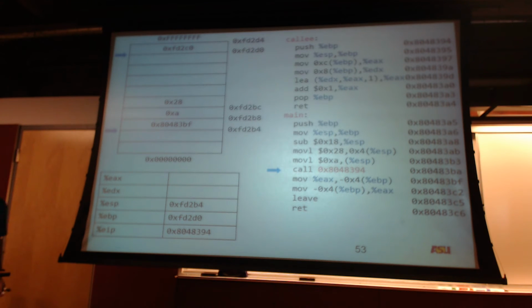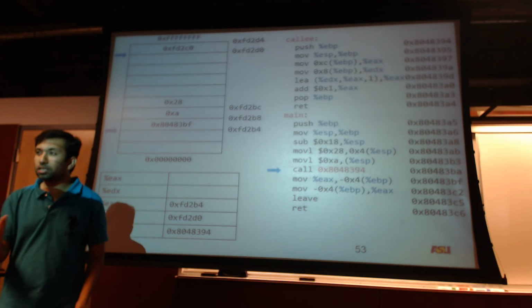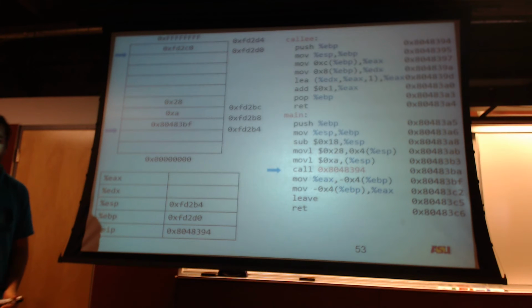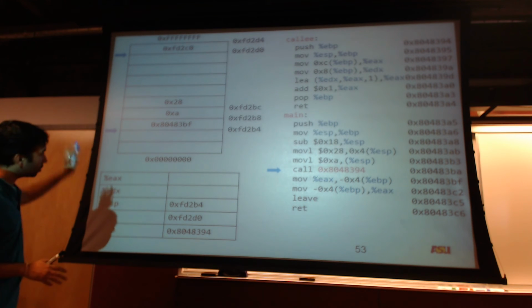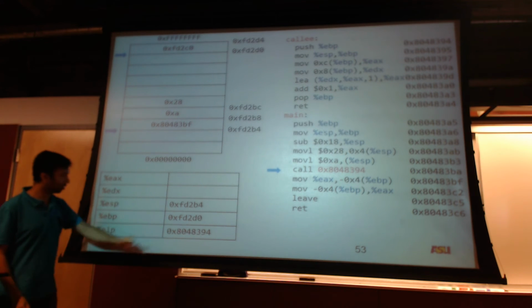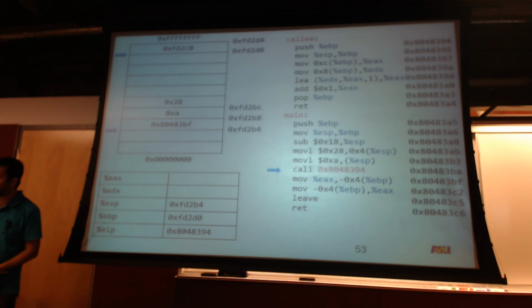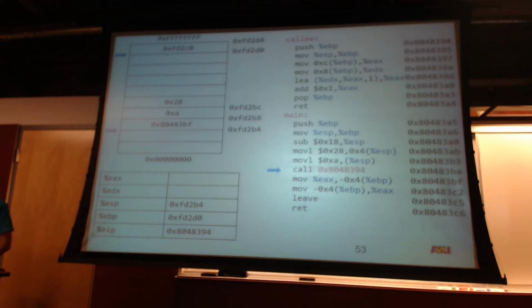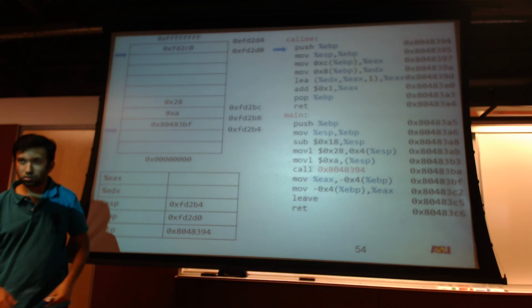So those are the three things call does. Call first pushes the next instruction. To push it, it has to decrement the stack pointer first. Then it takes 80483BF and puts it into the stack. Then it takes the argument and puts it into the instruction pointer. Now when you execute the next instruction, because EIP is this, you automatically go to the callee.